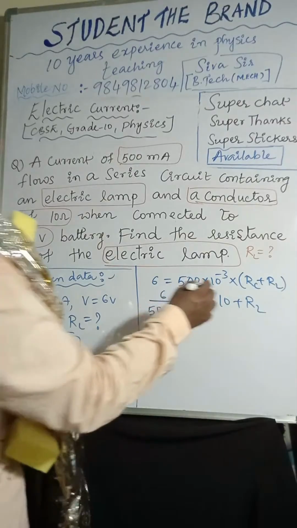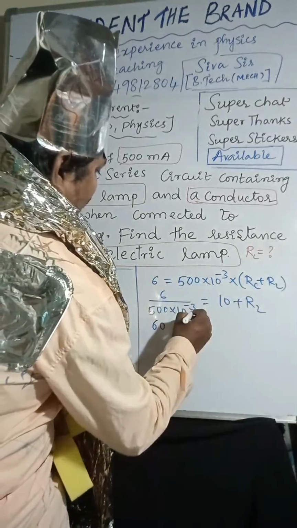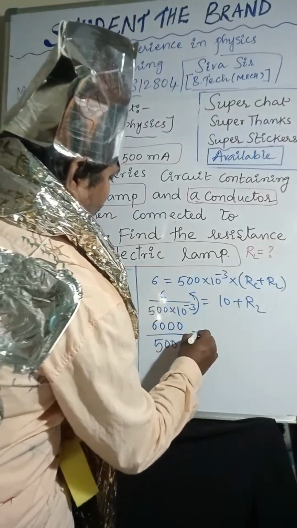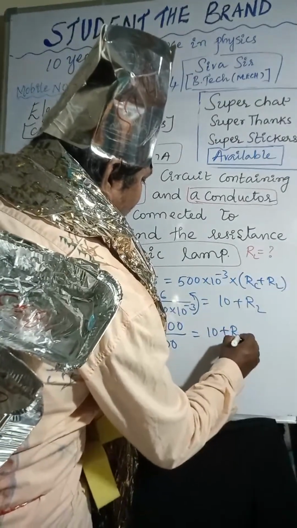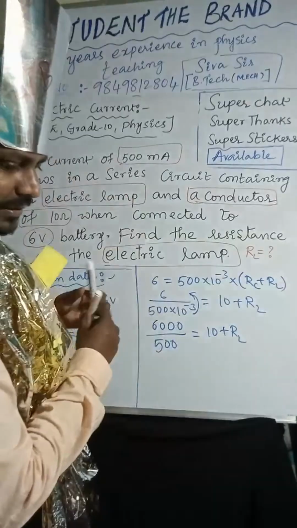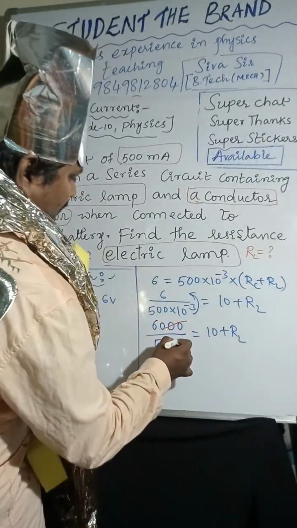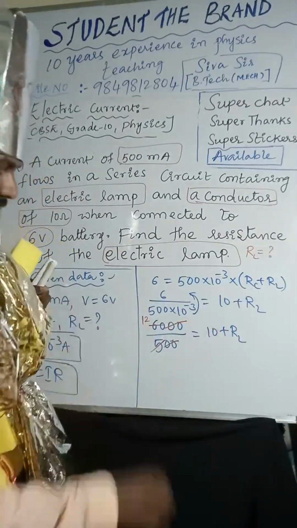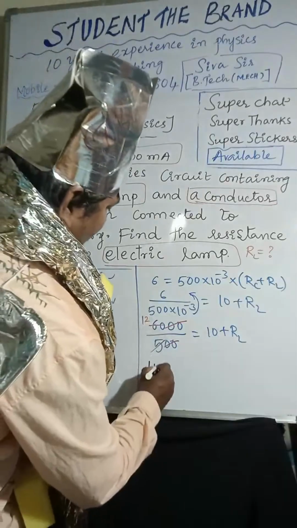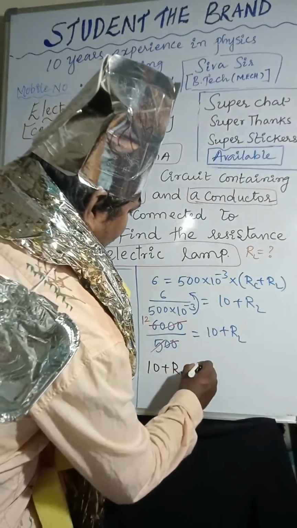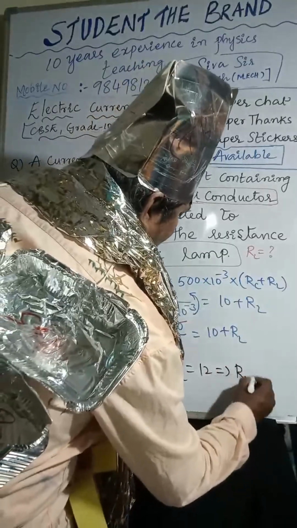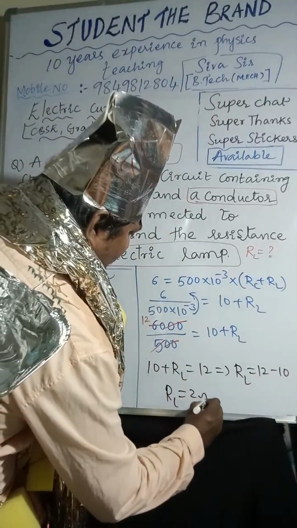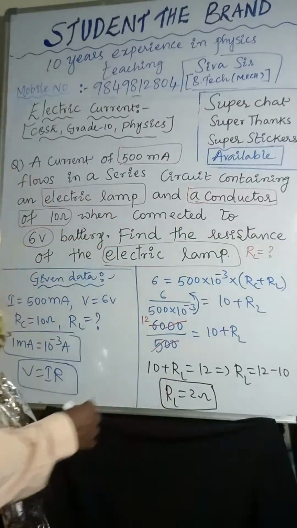So now you can see here. So 6,000 if it goes up, 6,000 by 500 equal to 10 plus RL. Now you can cancel it. If you are cancelling, so 12, then you will get 10 plus RL equal to 12. RL equal to 12 minus 10, that is RL equal to 2 ohm. This is the answer.